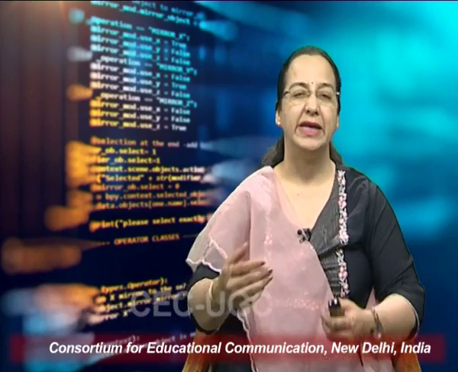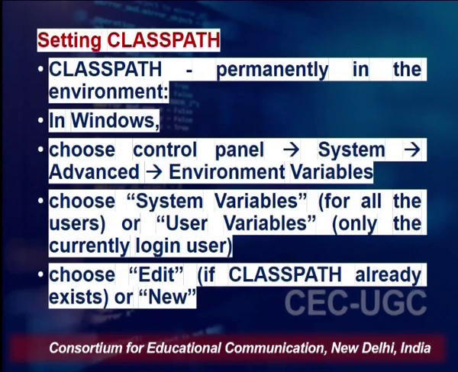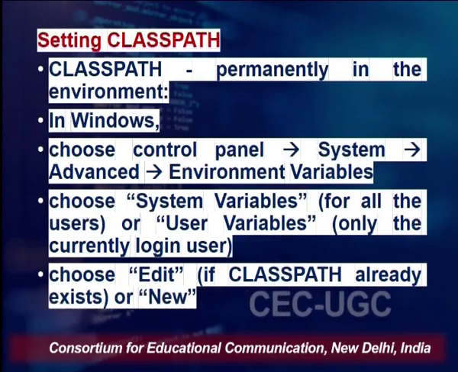To set the classpath permanently in the Windows operating system, we need to go to Control Panel. Within the Control Panel, we go to System. Within System, there is an Advanced tab, and within Advanced we look for Environment Variables, and all the environment variables are defined inside this. Within it, we look for system variables if we want to set this classpath for all users, or for any particular user, for example the currently logged in user, we choose user variables.